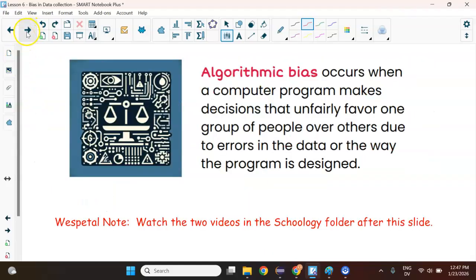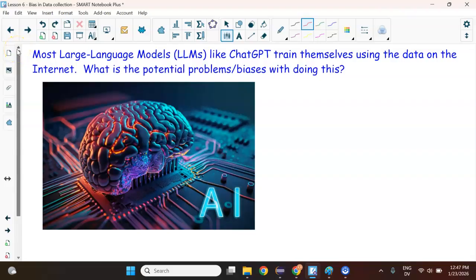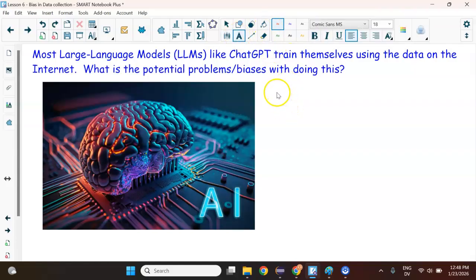Okay, and then just to make this a little bit more of a wider scope, I guess, is the AIs, right? ChatGPT, Google Gemini, a lot of those ones, they're called large language models. They're training themselves from the internet. They're just crunching through all the data on the internet. And so my question here is, what are the problems and biases with doing that? Okay, so again, I would pause the video and try to see if you can come up with some answers to this question here. Okay, so there's a bunch of them.